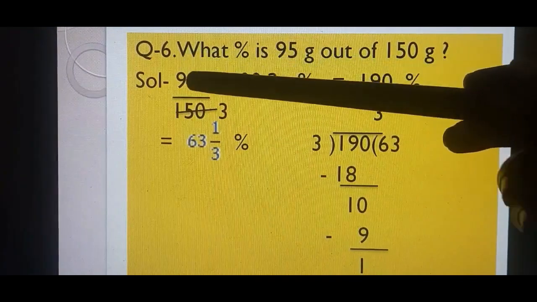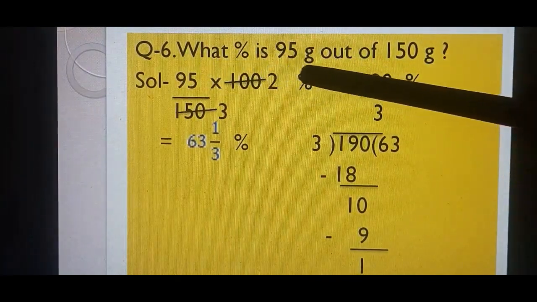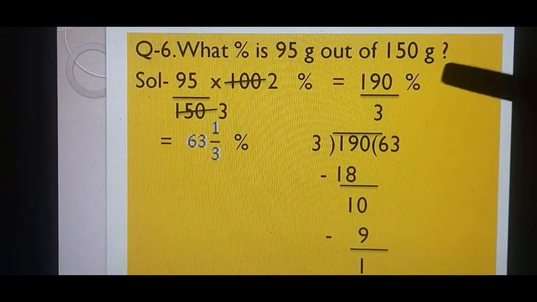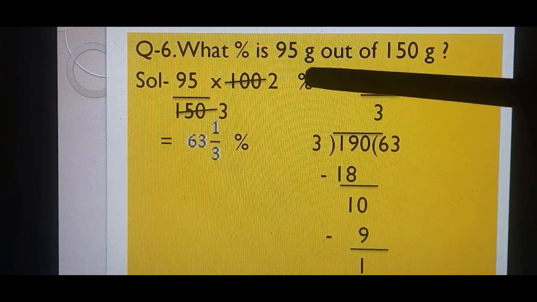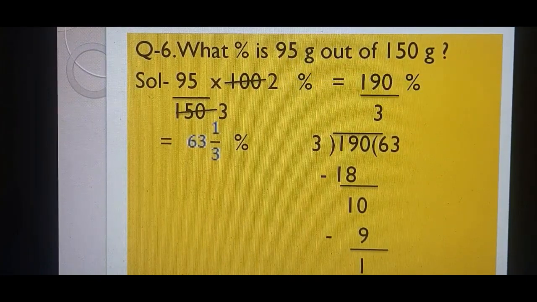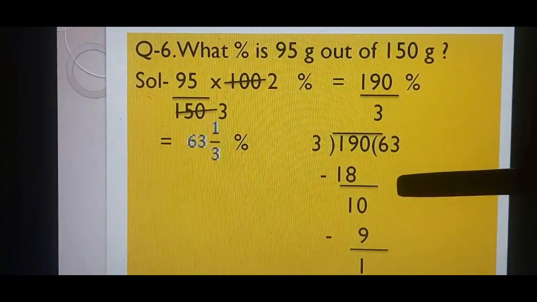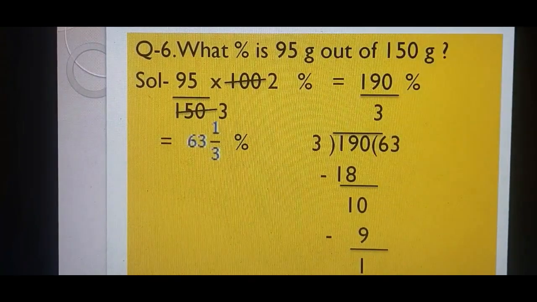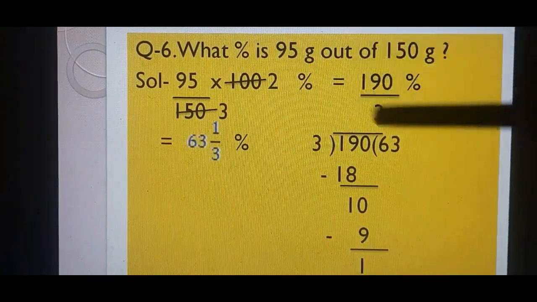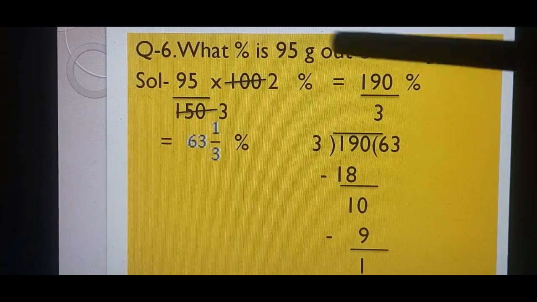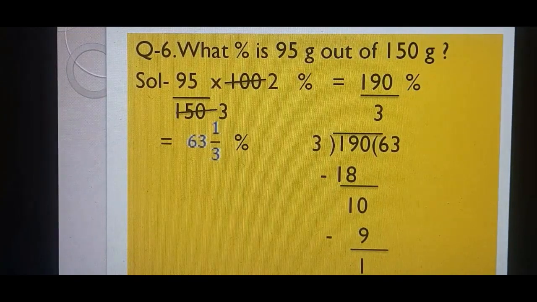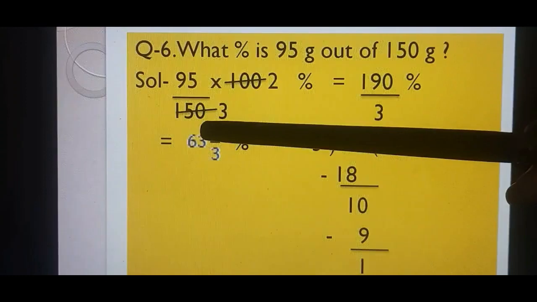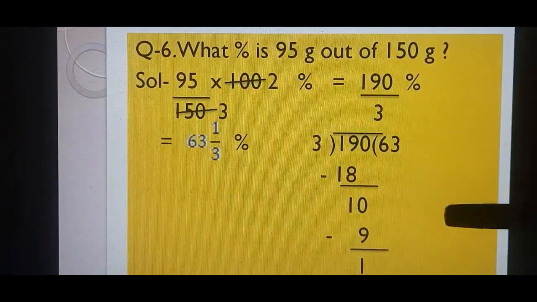Now question number 6. What percent is 95 gram out of 150 gram? What percent is? 150 ग्राम का 95 ग्राम कितने परसेंटेज बनेगा? Understood? And you know the rule which was given in your book, which we have done in many questions. 95 and 150. 95 is the given quantity and 150 is the total quantity. So given quantity divided by total quantity multiply by 100%.